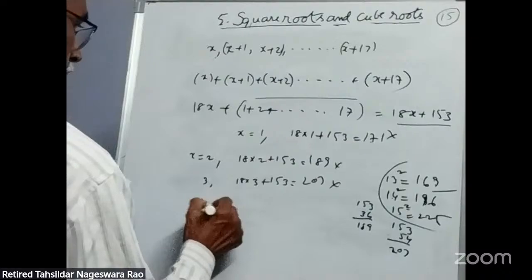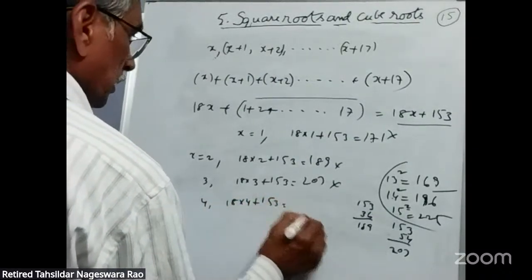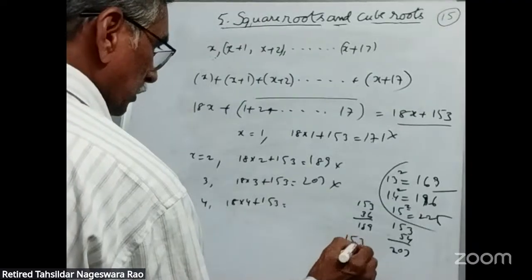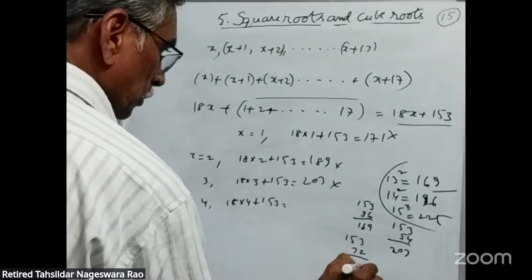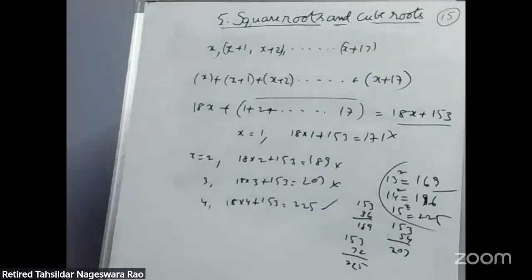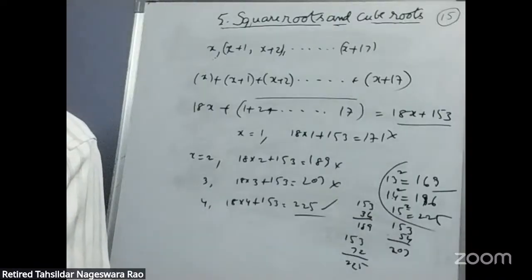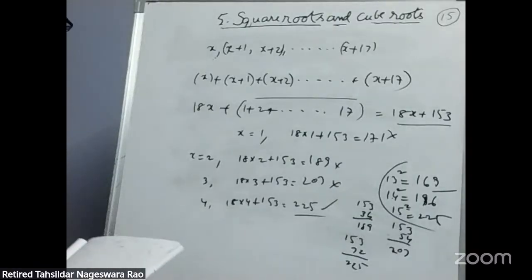When x is 4, 18 into 4 plus 153 is equal to 153 plus 72, which is 225. 225 is a perfect square. So in the case when x is equal to 4, we have got 225, and that is a perfect square.